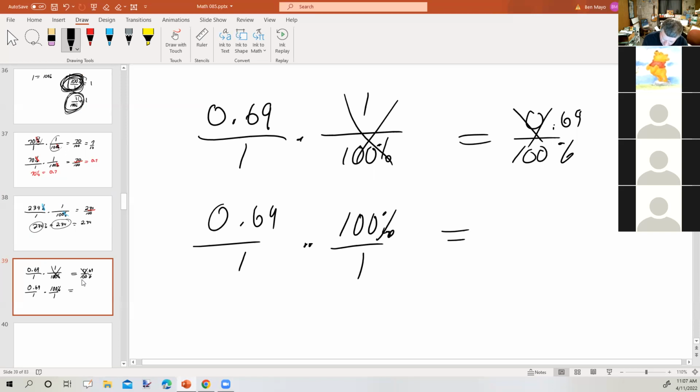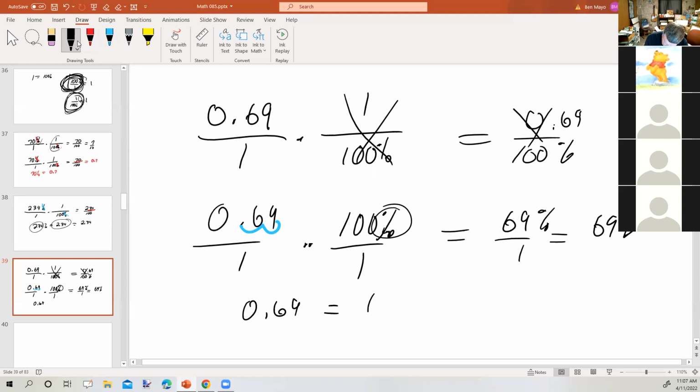Okay, well, let's see, 0.69 times 100. 100 is 10 times 10, so I'm going to move the decimal point 2 places to the right, and I get 69 over 1%, or just 69%. Don't forget the percent sign, right? Because I didn't get rid of it, I introduced it. So 0.69 is 69%. Any questions about that?